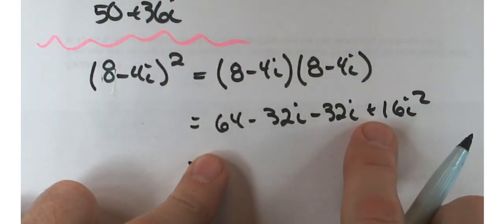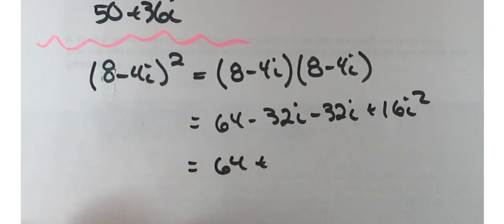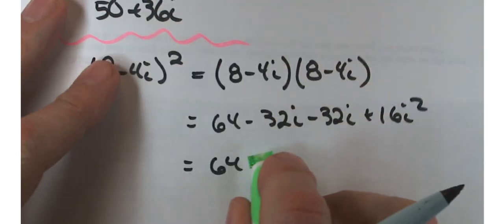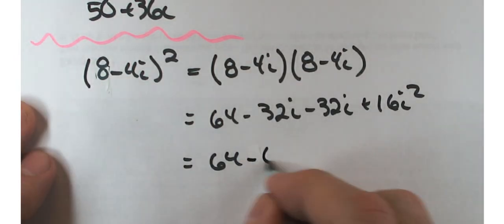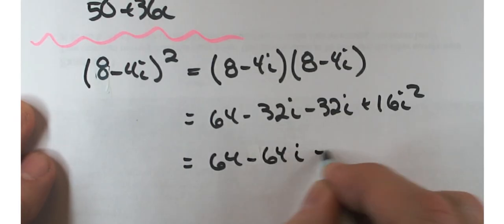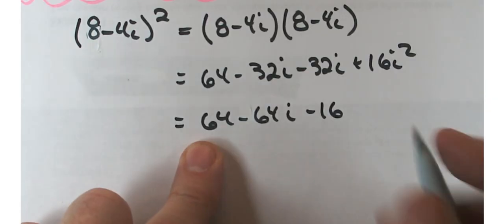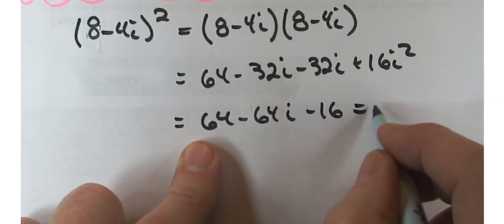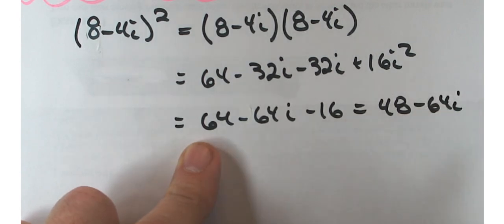You can combine like terms here. We get 64 minus 64i. And Carmen, what's going to happen to that last term there? Maybe 16. Yeah, minus 16. And then we can combine that with our 64. So we end up with 48 minus 64i. Beautiful.